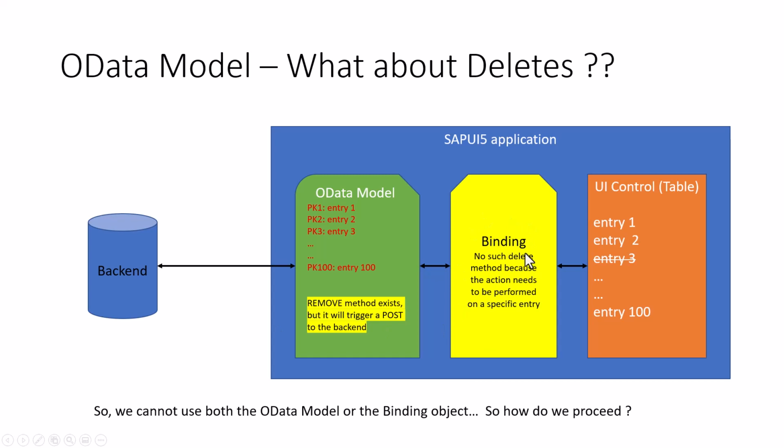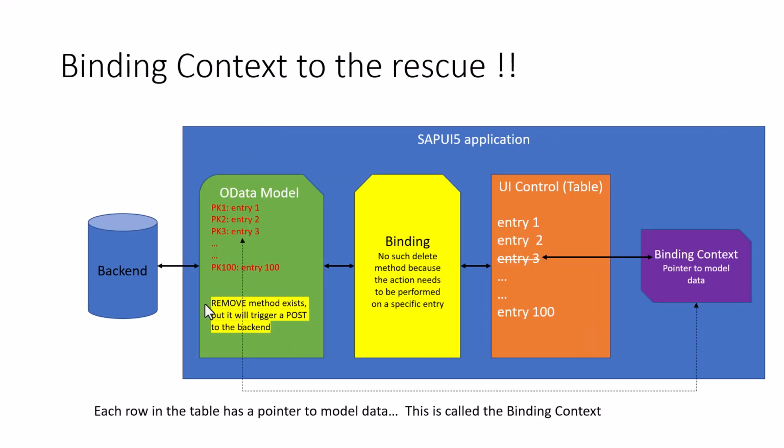Now we also looked at the binding object to call the create method, but there is no such delete method on this binding object, because this binding object is for the entire table, not at the row level. So this doesn't have a delete method because the action needs to be performed on a particular row. So both the OData model and the binding object, the methods in these two objects we would not be able to use to meet our needs. So how do we go about doing this?